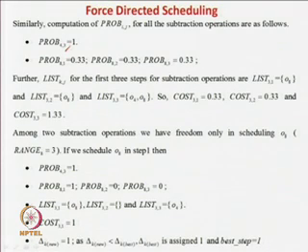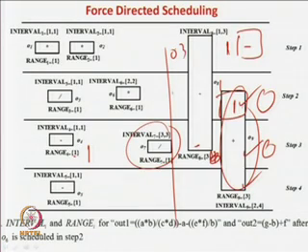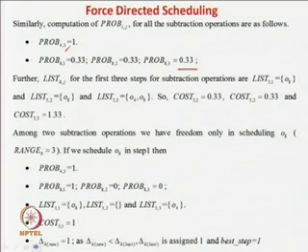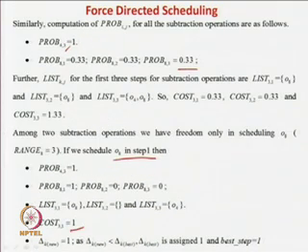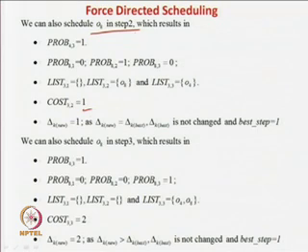operation I power 3. So you can see that this subtractor's probability is 0.33, 0.33, 0.33 it is showing. So it shows that among the operations, if you schedule O8 in time step 1, then this will be the value. Okay, so if you schedule O2 in time step 2, the cost is 1. Okay, if you schedule O8 in time step 1, the cost is 1. If you schedule O8 in time step 2, the cost is 1.